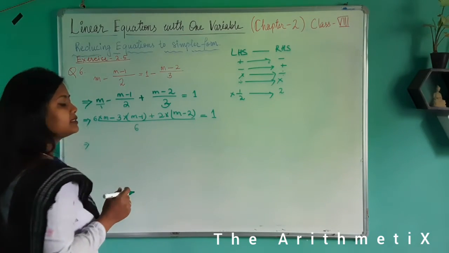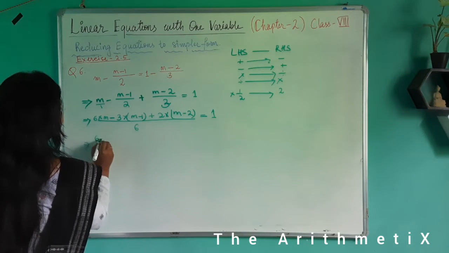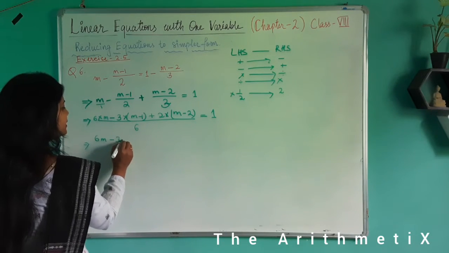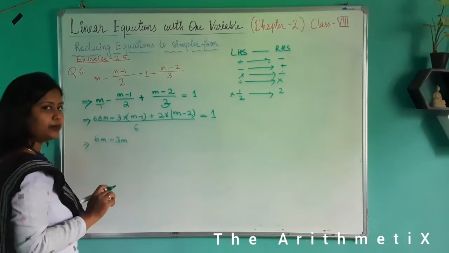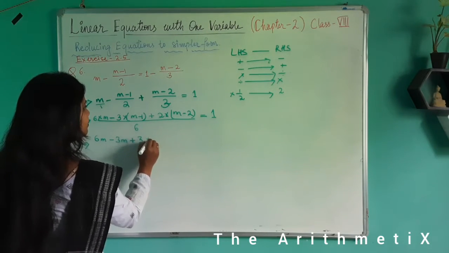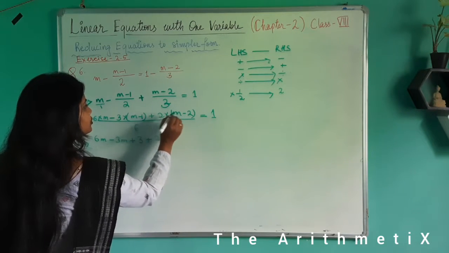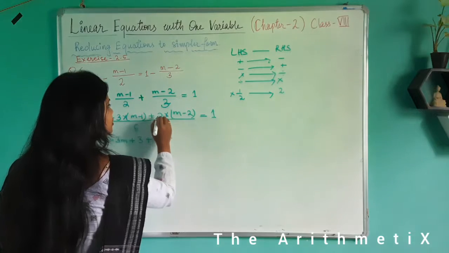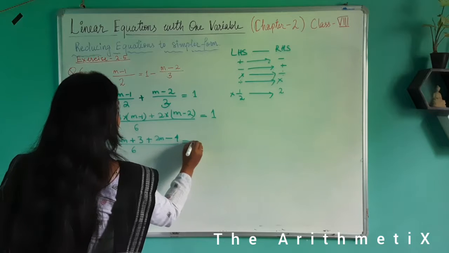Now open all the brackets in the numerator. This is 6m minus 3m. Minus 3 into m is minus 3m. Minus 3 into minus 1, negative negative is positive. So it will be plus 3 into 1 is 3. Plus 2 into m is 2m, then plus 2 into minus 2. So there is one negative number, so result will be negative. 2 2s are 4. Total divided by 6 equals to 1.